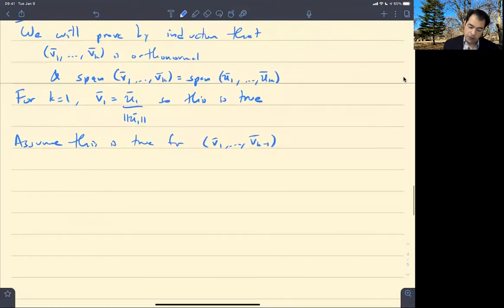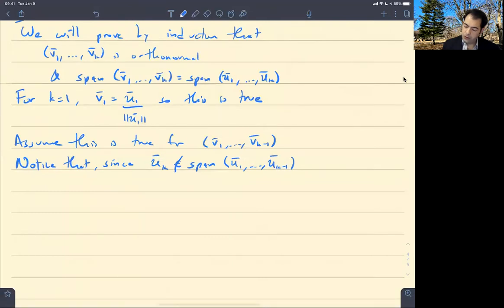Okay, so now notice that since Uk is not in the span of U1 through Uk minus 1, which by inductive hypothesis is the same as the span of V1 through Vk minus 1, Vk tilde is not the zero vector.